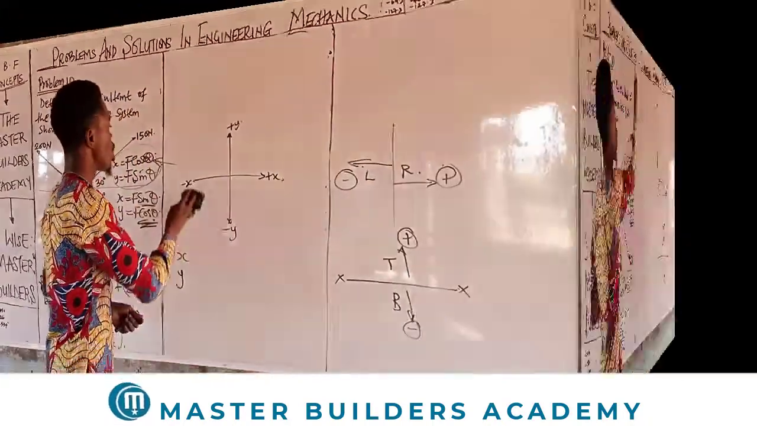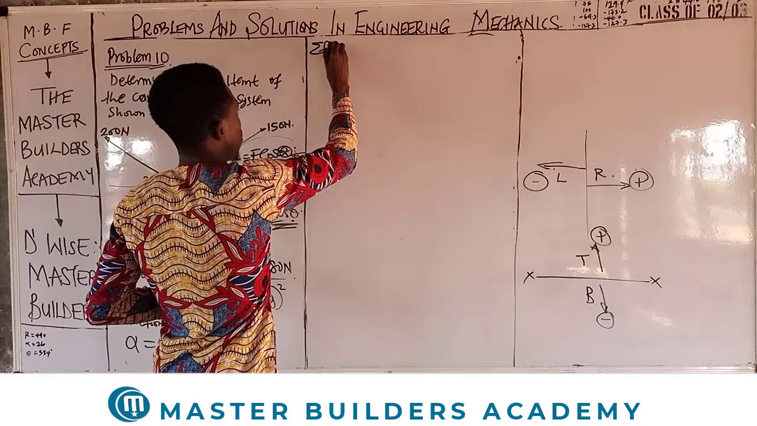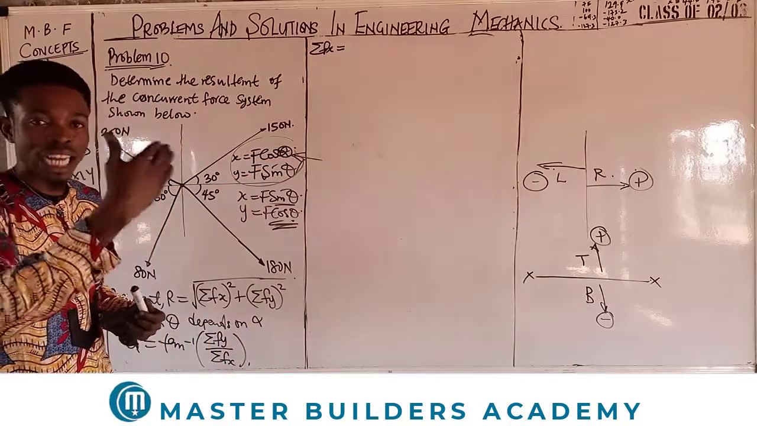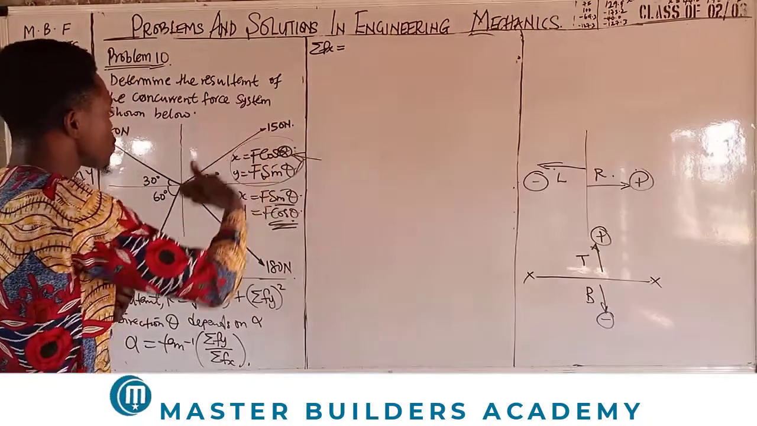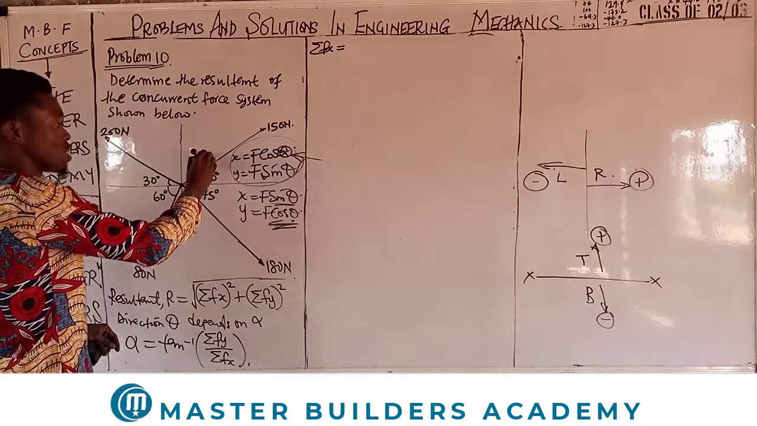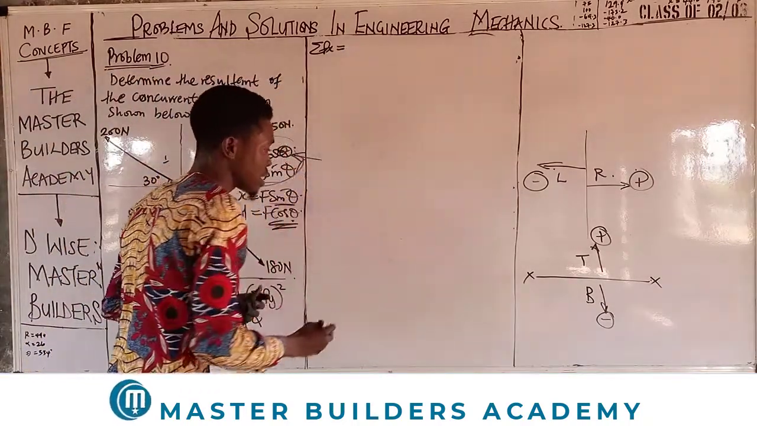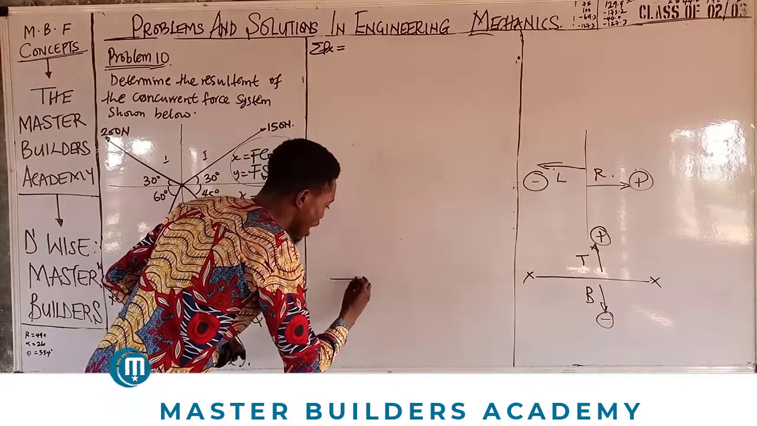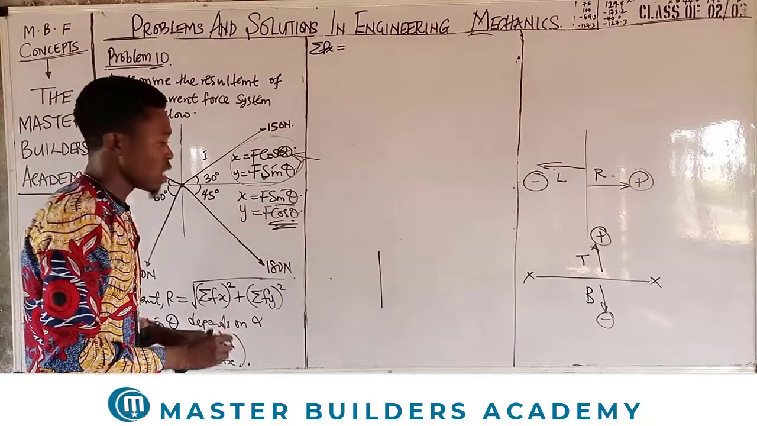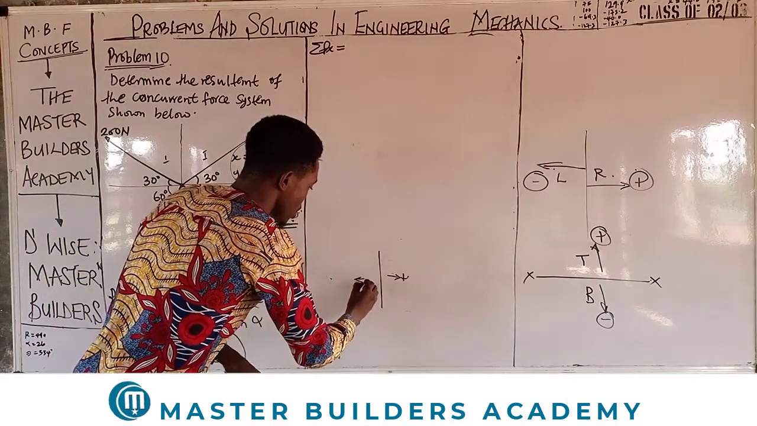Now, the first thing is to define that you are resolving these forces along the x axis. You will start with the first force in the first quadrant. This is the first quadrant. So the first force here is 150. Is that correct? Now remember, now that we are resolving along x, you create a y line. All the forces on this end will be positive, and all the forces on this end will be negative.